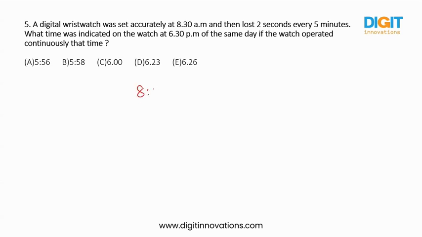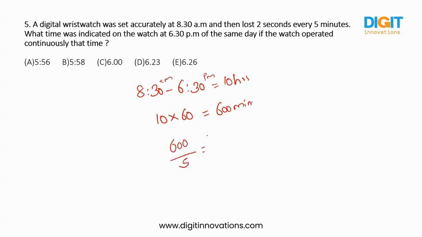So from 8:30 a.m. to 6:30 p.m., total 10 hours is completed. So let us convert this into minutes. 10 into 60, which is 600 minutes. Total it is 600 minutes. In this 600 minutes, for every 5 minutes, that means in these 120 intervals, you're going to lose 2 seconds.